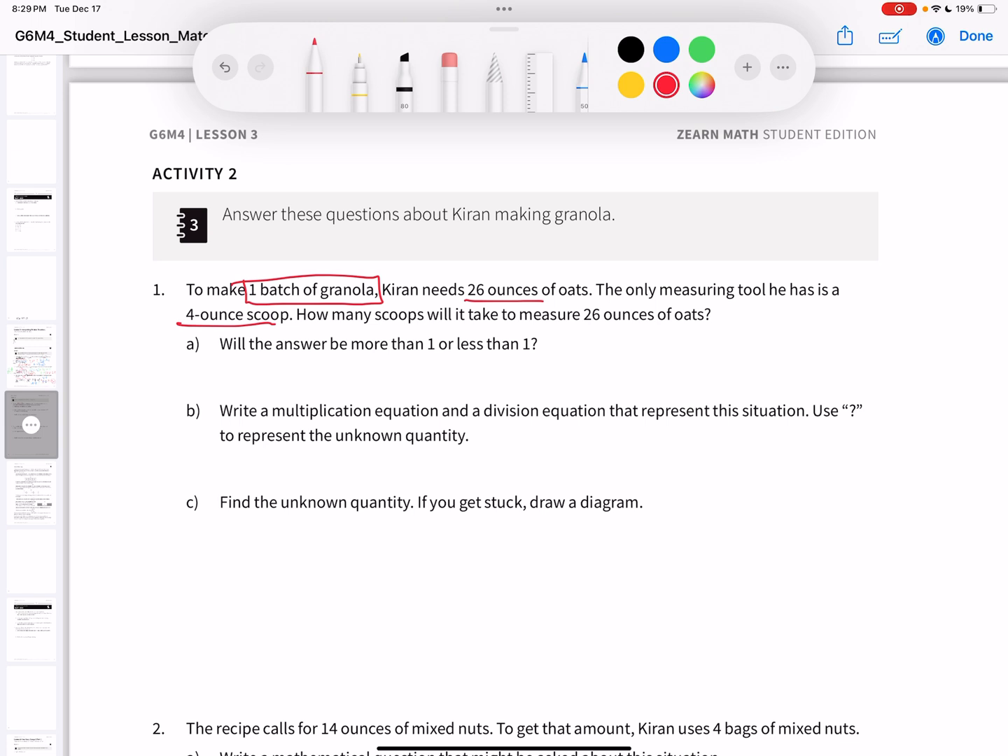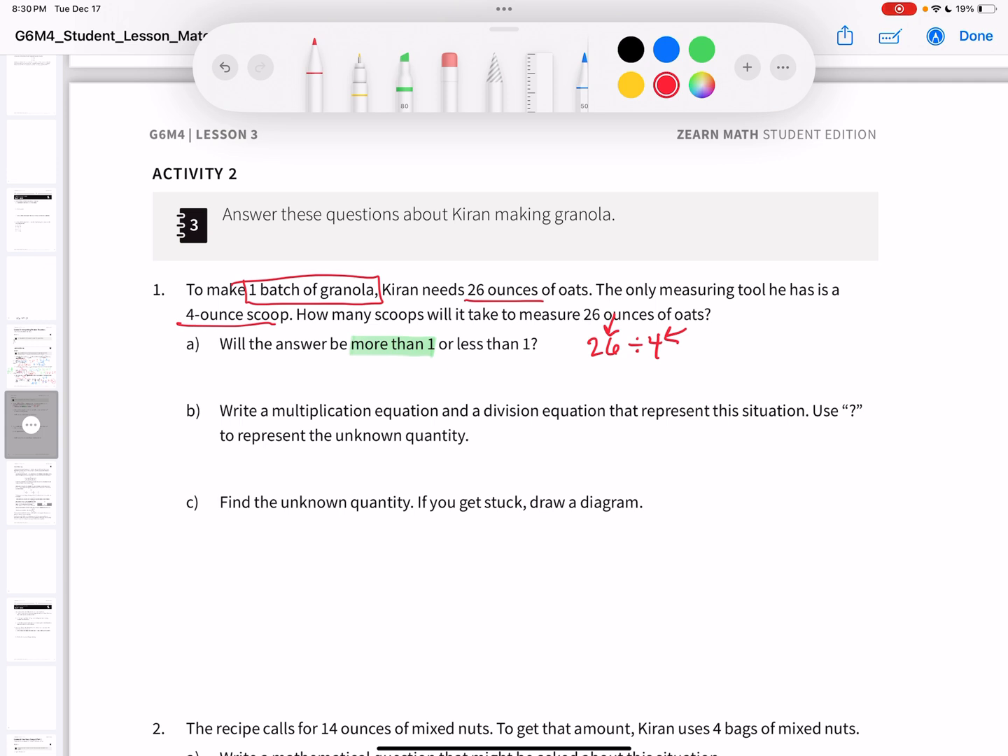So will the answer be more than 1 or less than 1? Well, we have to do 26 divided by 4. Our dividend is much bigger than our divisor. So the answer is going to be more than 1. Okay, because we have learned that if the dividend is much larger than the divisor, the answer is going to be more than 1.